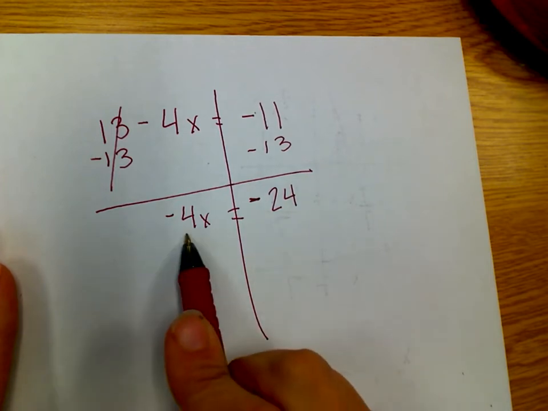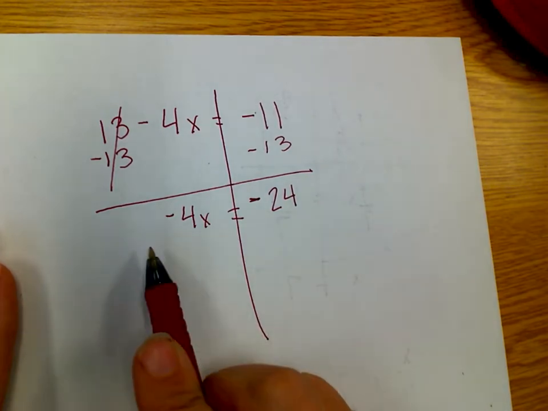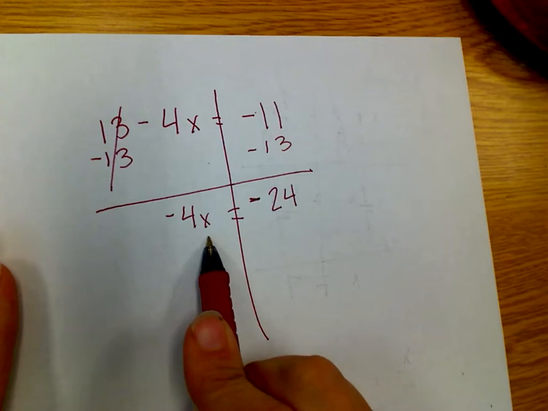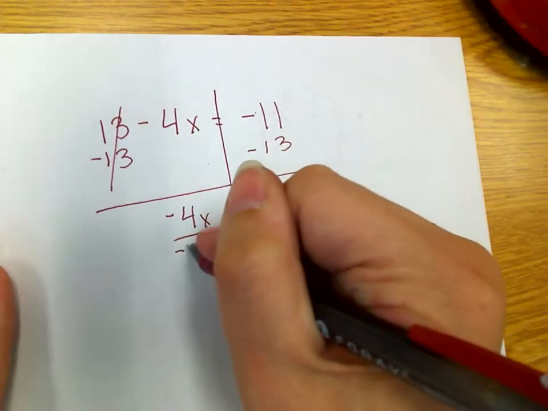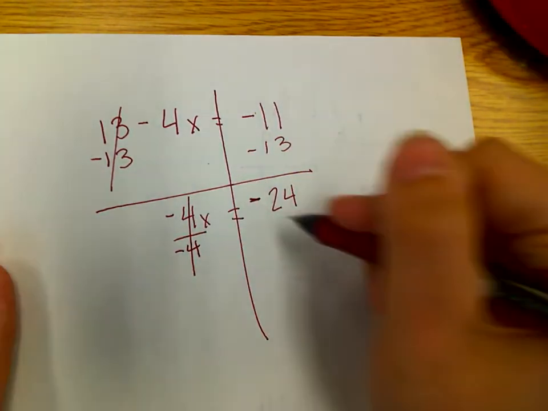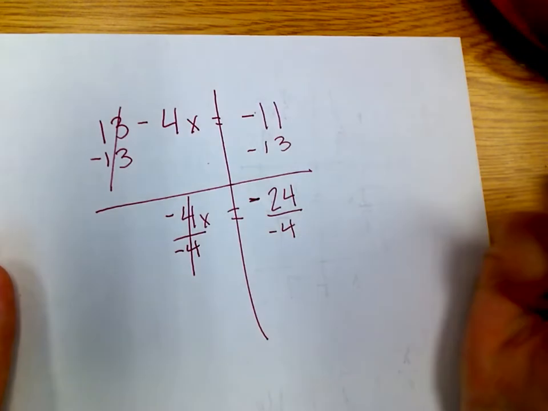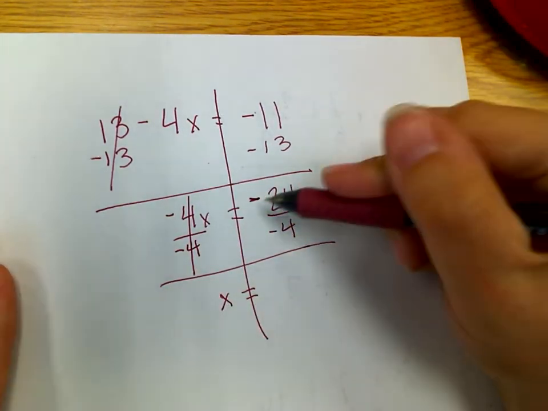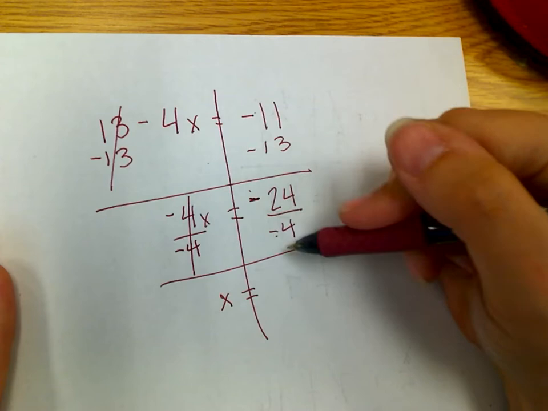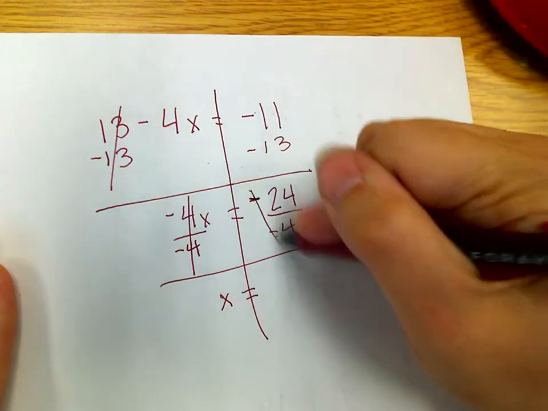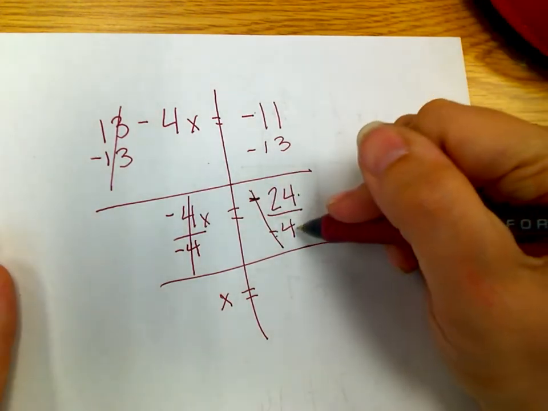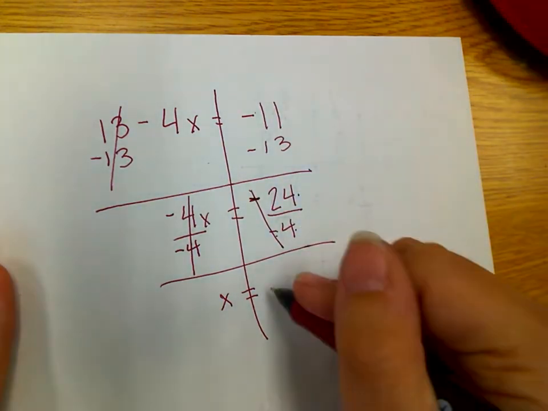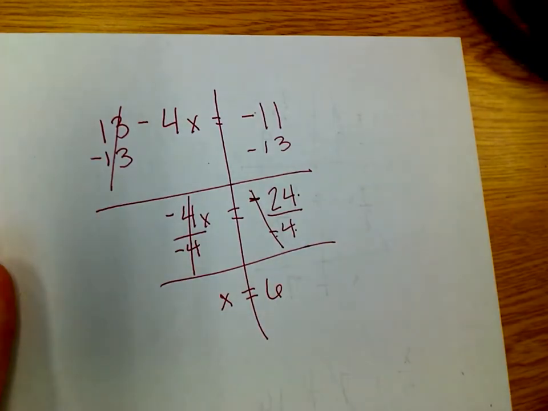I'm saying negative 4 times x. To get rid of that, I have to divide it by negative 4. So divide by negative 4. That gets 1. Divide by negative 4. That's going to leave me with x equals, I have a negative and a negative, and when I'm multiplying and dividing, two negatives make a positive, right? So that cancels out. 24 divided by 4 is 6. So x equals 6.